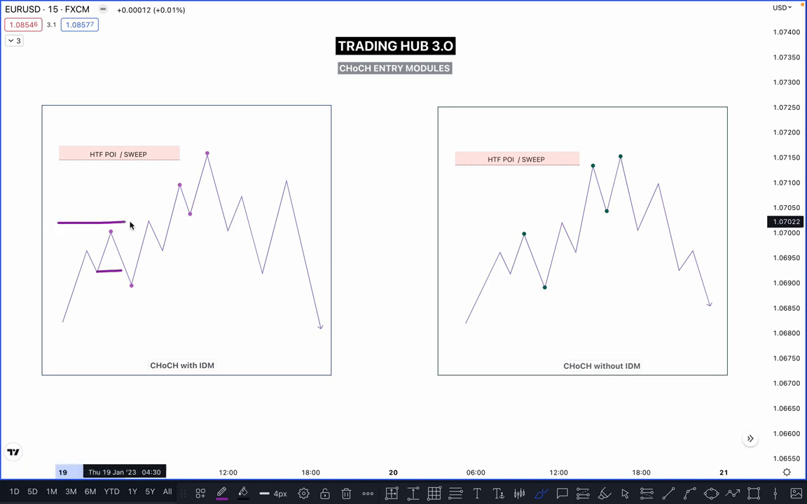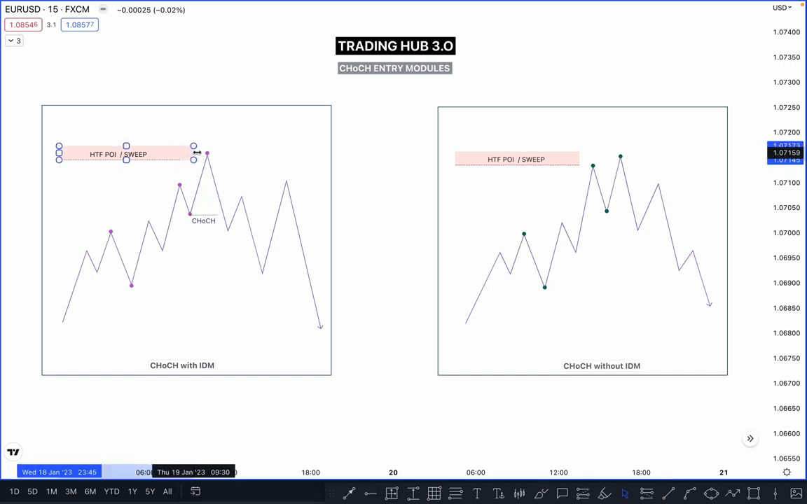Why? Because price did not tap any supply or any POI zone here. That's why we mark this as our inducement. If price taps your supply zone or any POI zone, and then the market breaks the first recent low, this one is called change of character. So this is our change of character, where price taps on your POI zone and maybe sweeps the previous major high. So what happened here?